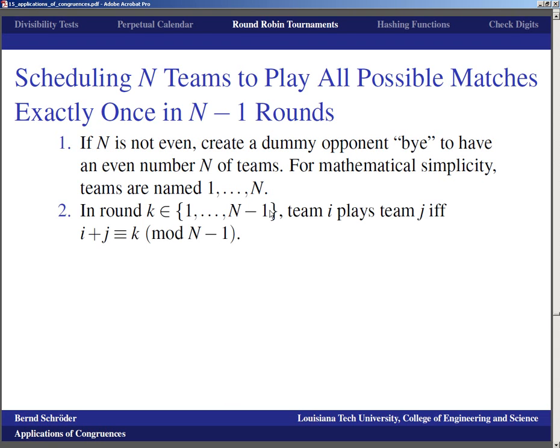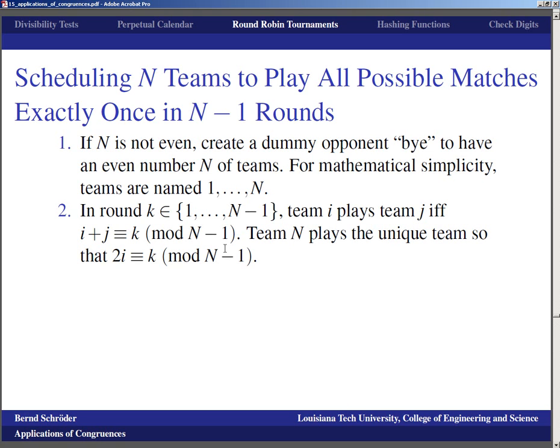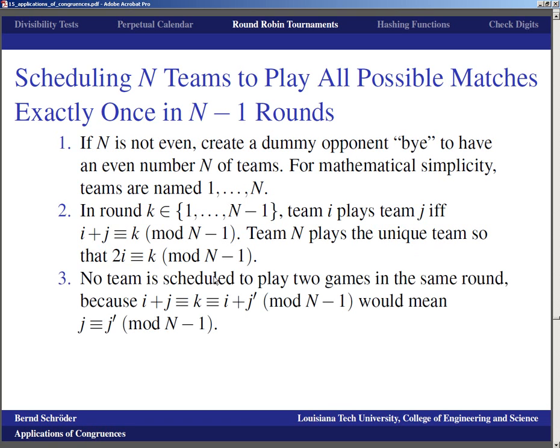And in round k, where you're playing n-1 rounds, so k is a number between 1 and n-1, team i plays team j if and only if their sum is equivalent to k modulo n-1. Okay, so that's the rule. Why does that rule work? And first of all, what are the exceptions? Well, the nth team that you have, or the bye week, plays the unique team i so that 2 times i is equivalent to k modulo n-1.